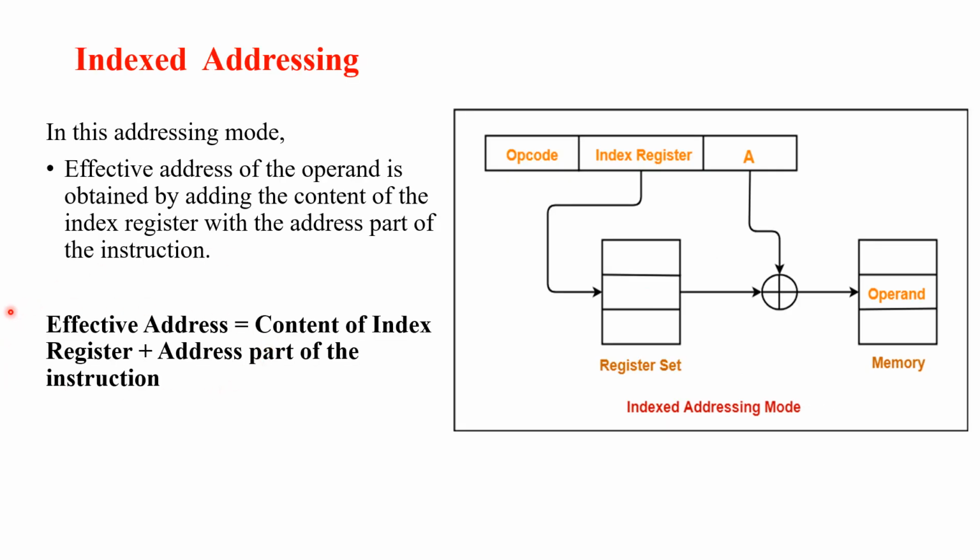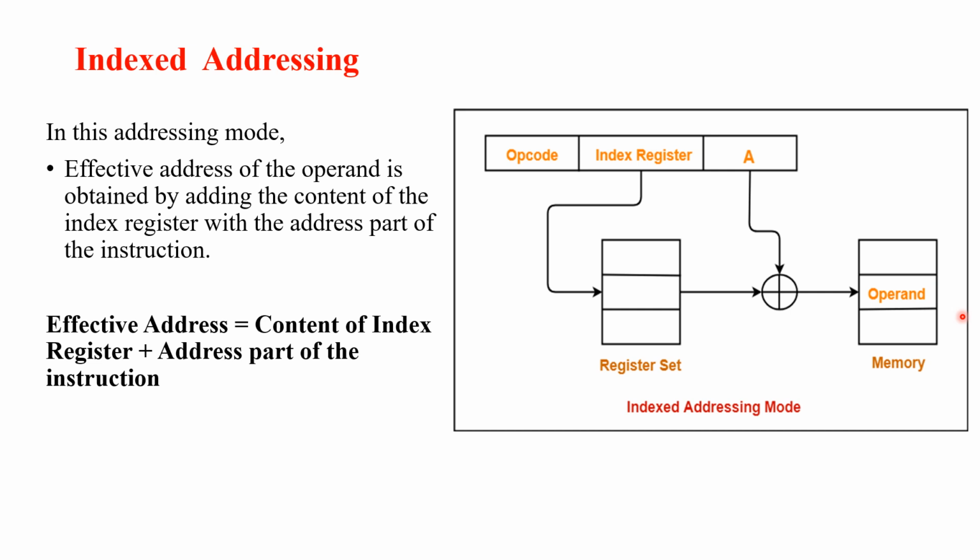In indexed addressing mode, the effective address of the operand is calculated by adding the contents of an index register to the address specified in the instruction. This method provides a way to access an array or data structure more efficiently. The formula for determining the effective address is given here. The approach allows the program to reference a range of data in memory without needing to adjust each instruction manually.